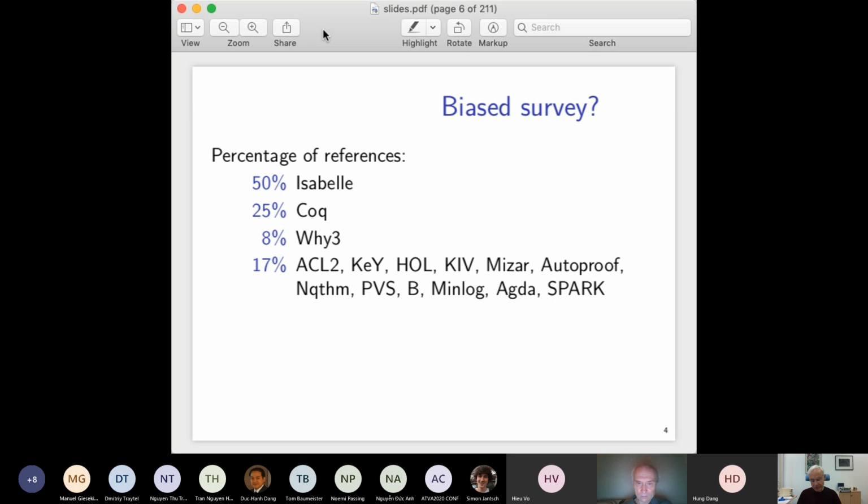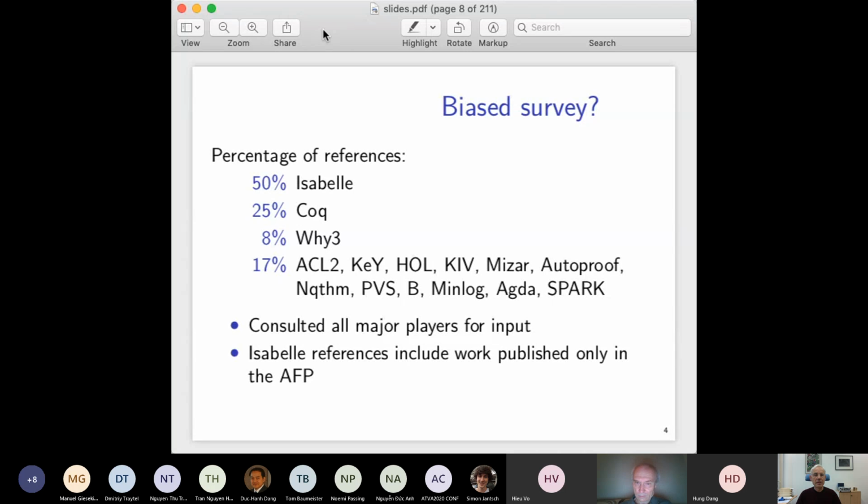But this is not pure malice on my part, we did actually consult all the major players for input. So we wrote a first version of the survey, and then we sent it around and asked for specific input. And the figures remained as they are, or rather of course, initially it was much more Isabelle-centric. Now, I think we did our best to make it fairly even.